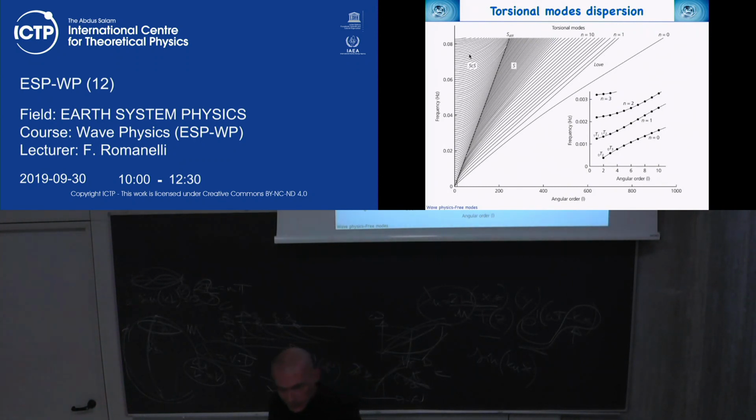Then we added an interface, a free surface. And we found that P can generate SV and P. SV can generate P and SV. Good. SH, nothing. But at each interface, we can do that game with many other phases.